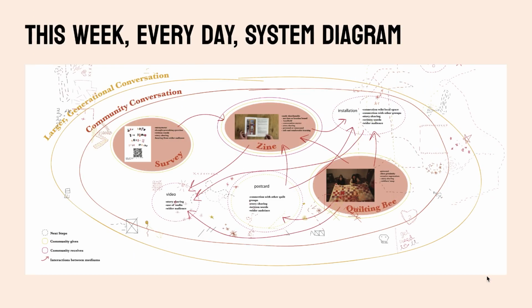So here is a final system diagram that I did for a different project. It's showing the interconnected nature of 6 different interventions that I did. My goal with this project was to start conversation, and I was doing that through multiple different ways. These ones right here are surveys, zines, quilting bees, installations, postcards, and videos. And I wanted to show the way these interact with each other and the way they interact with the community. Specifically, I want to show what is being given to the community and what the community is giving in return.